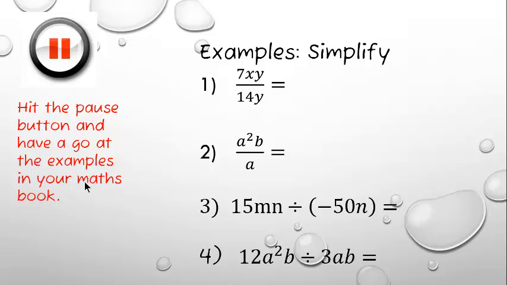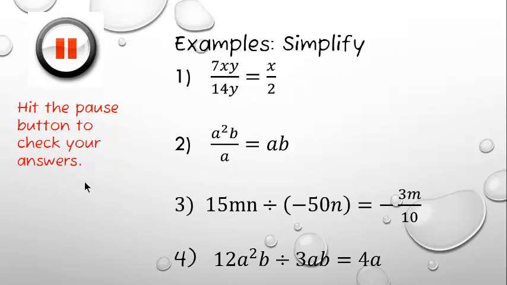Okay, I'd like you to hit the pause button now. I'd like you to have a go at doing these examples yourselves in your book. Once you finish, press play and the answers will pop up for you and you can just double check that you've got them right. If you have any wrong, rewind back through the video to find out what you've done wrong. If you can't work it out from there, just make sure you ask in class. Okay, good luck. Thank you.